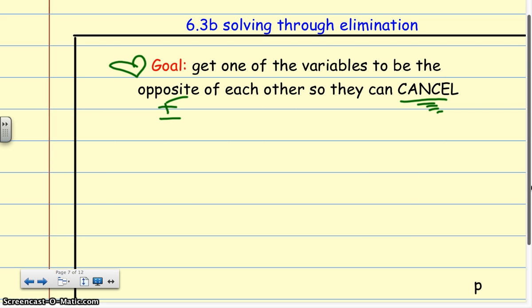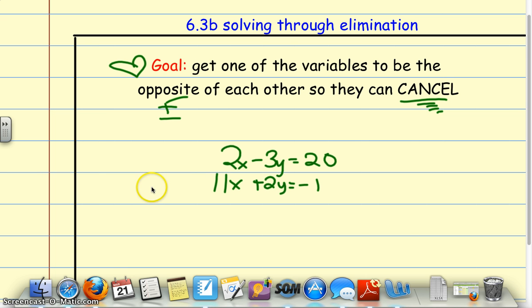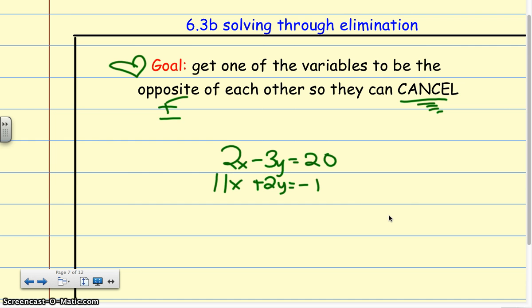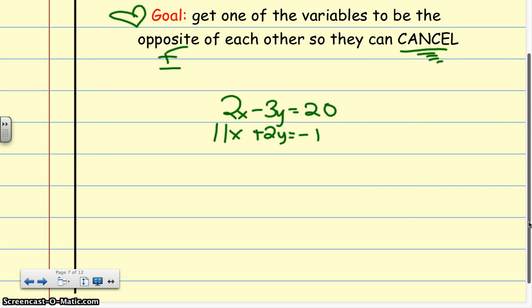If I had 2x minus 3y is equal to 20, and 11x plus 2y is equal to a negative 1. Alright, looking at these, I can't get my 2 into an 11, and I can't get my 3 into a 2. So I'm going to have to multiply both of them by something. So that's kind of my strategy. When I know I need to multiply both of them by something, I put a parentheses around. If you look, I have a negative and a positive, so it tells me that I want to get my y's to cancel.